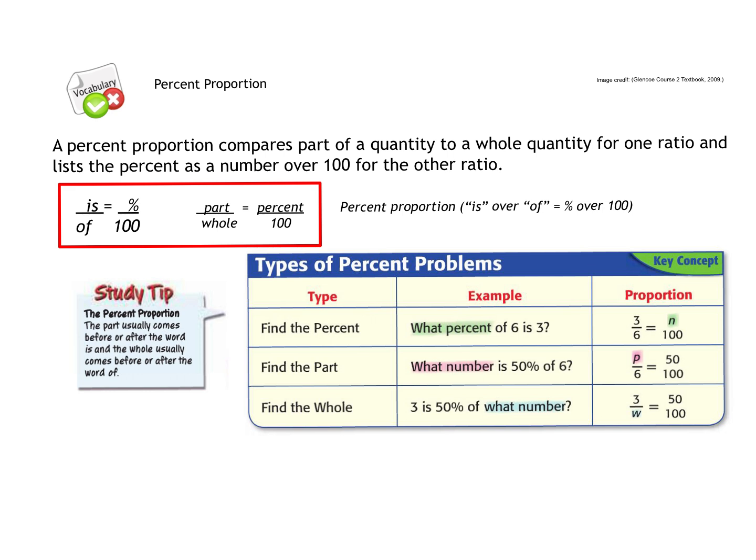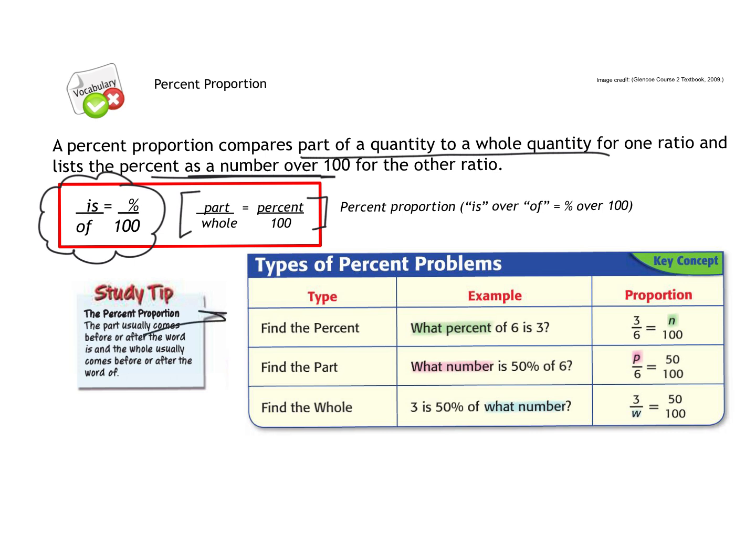So a percent proportion is two ratios that equal a proportion. One of the ratios compares part of a quantity to a whole quantity, so it's comparing the part to the whole. The other ratio is the percent as a number over 100, which we know percent is over 100, so that would make sense. So we always set up the problem that we're given as a proportion.